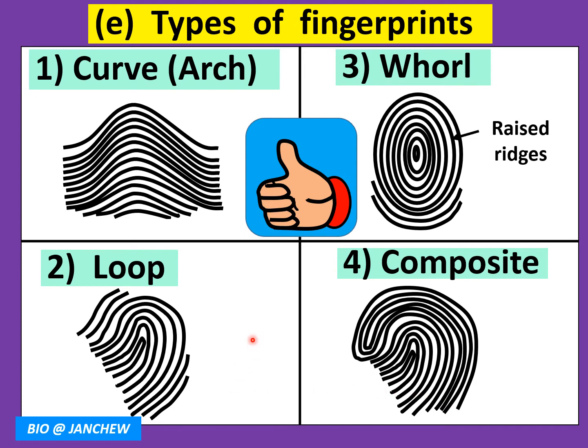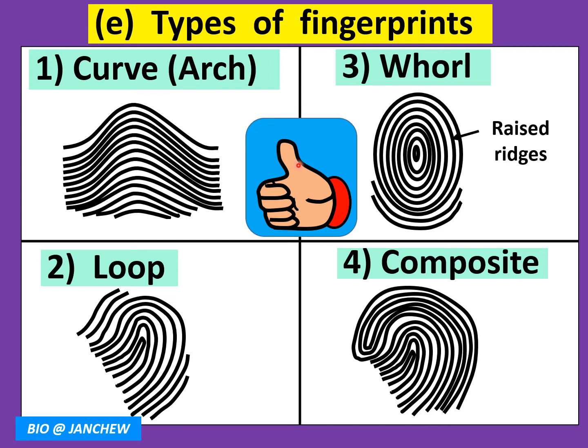Now, of all these four types, the most common, according to a project that I did with students in the school, are the loop and the whorl. And the rare one is the curve. Something interesting. Then, what about the thumbprint? Is it the same for all people, including twins? No, identical twins may have some similarities in their thumbprint, but they are not exactly the same in the patterns on the thumb.